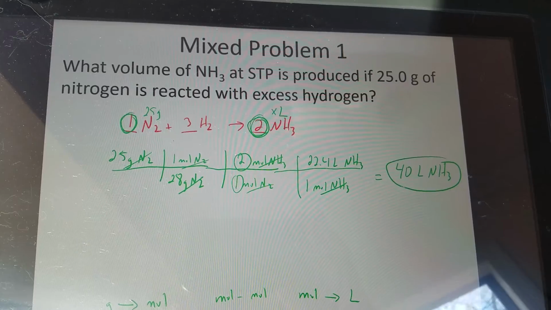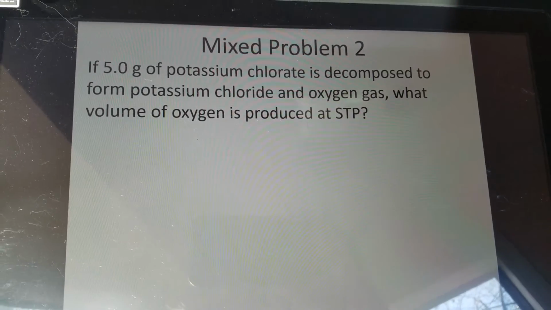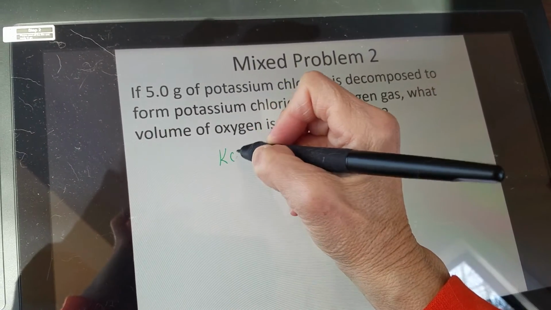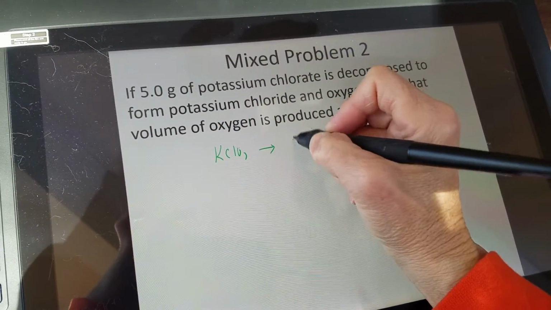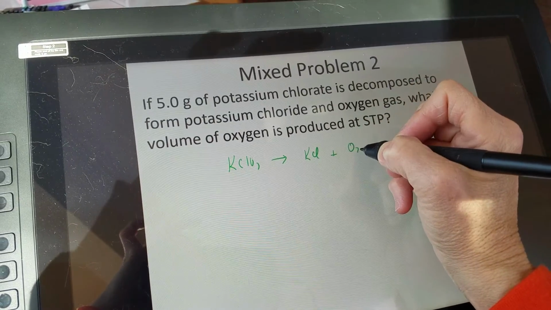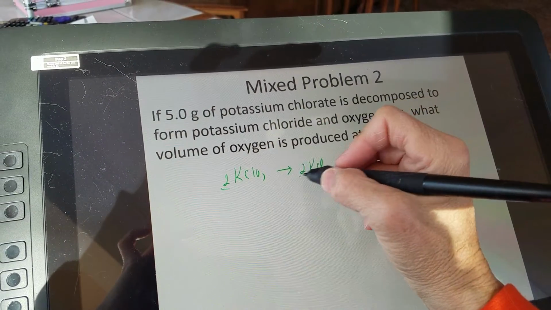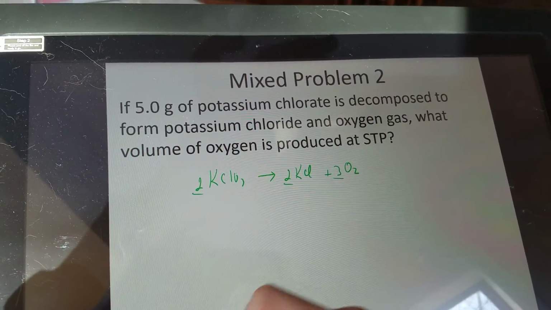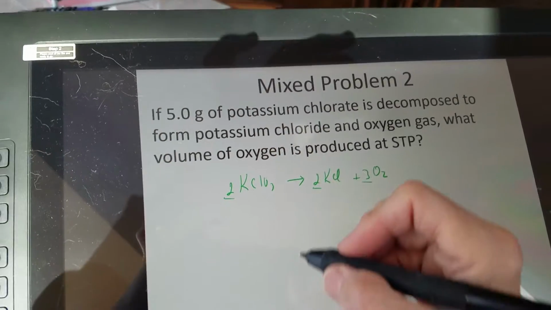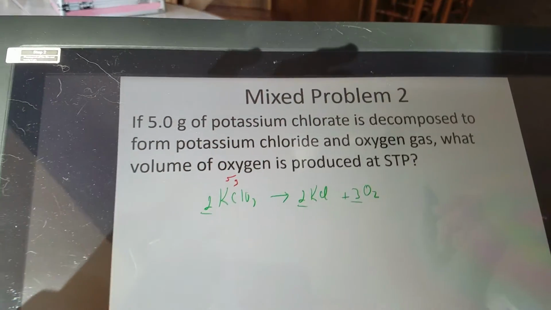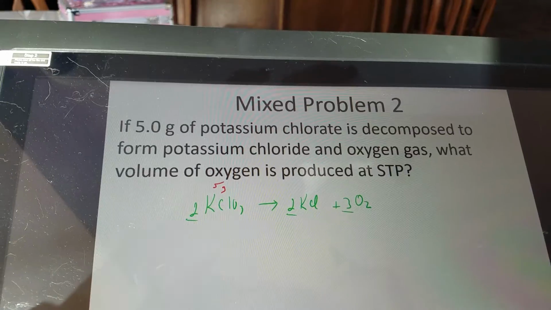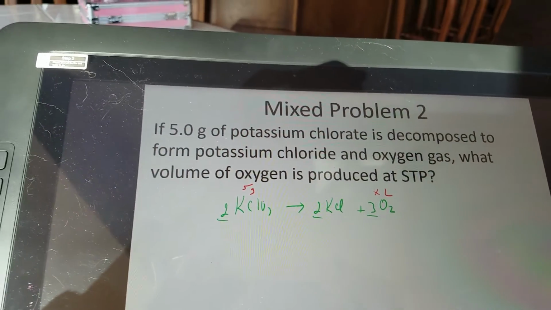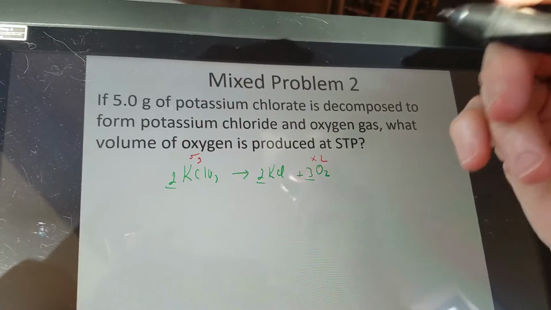So let's look at this problem. This again was one of our reactions we did earlier, so I'm going to go ahead and write down the balanced equation real quick. It says we have 5 grams of potassium chlorate decomposing to potassium chloride and oxygen. What is our volume of oxygen at STP? So this is going to be just like the last one we did. We're starting off with grams. We want to go to moles.